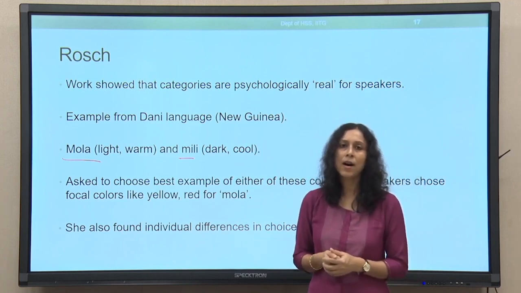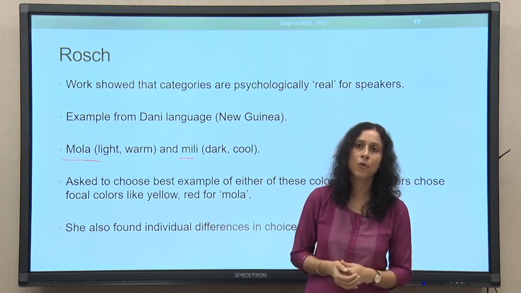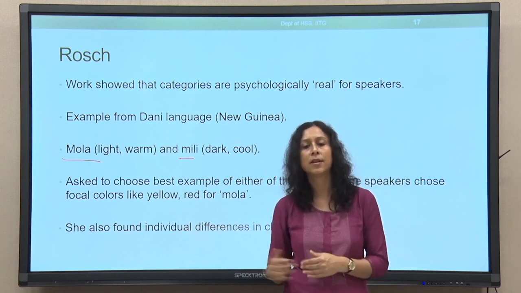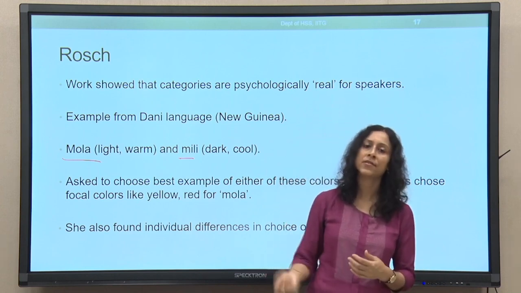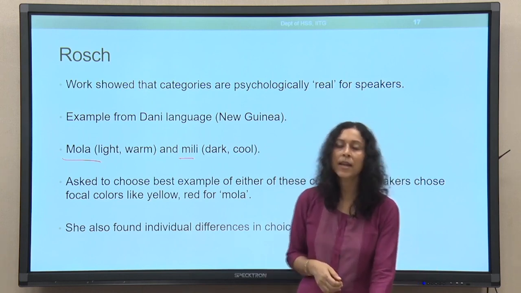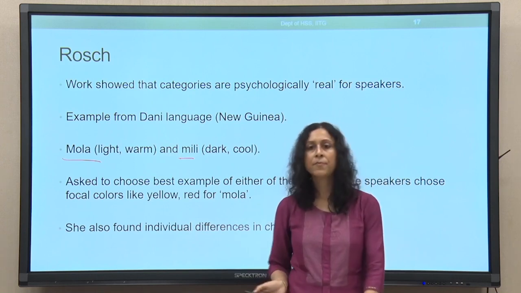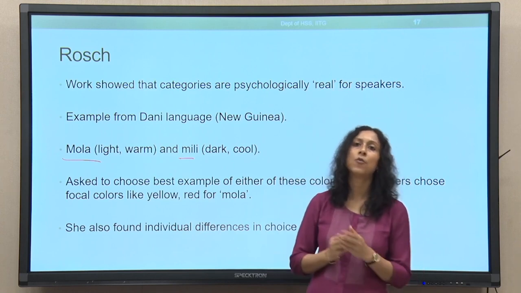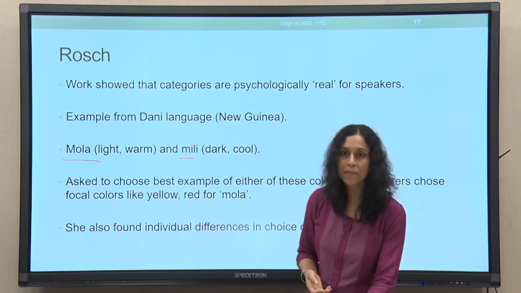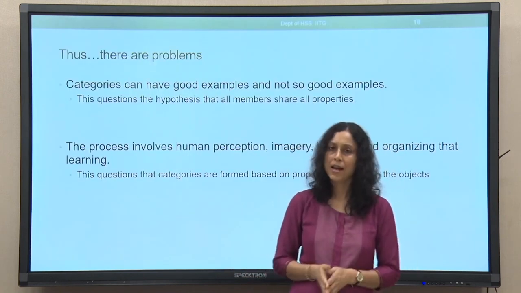If you ask a Dani speaker to give an example of a Mola, for example, they might have different focal colors. For somebody it is yellow, for somebody it is red, for somebody it is something else. And there are also individual differences that Rosch found out, which means that categories can have good examples and not so good examples. They can have bad examples and really bad examples. How is that possible?